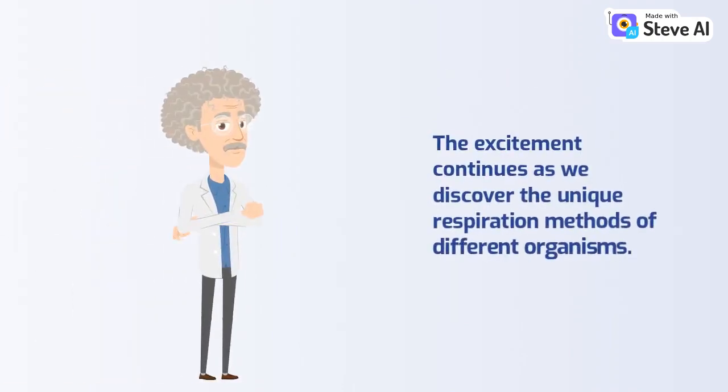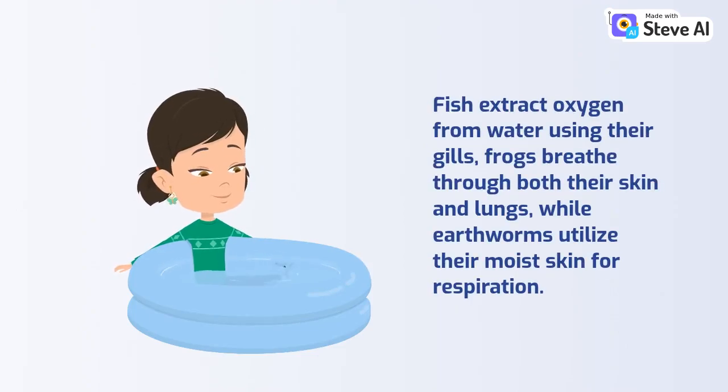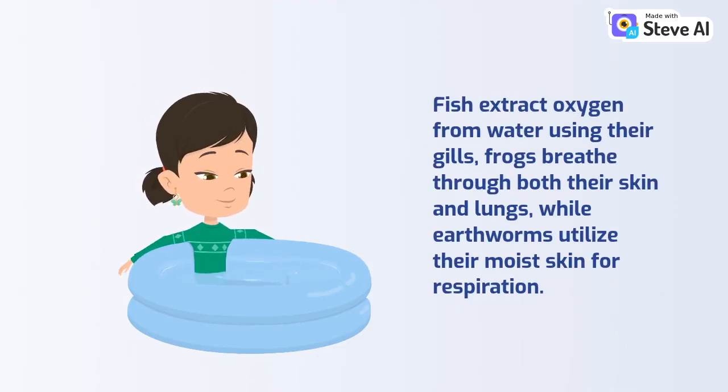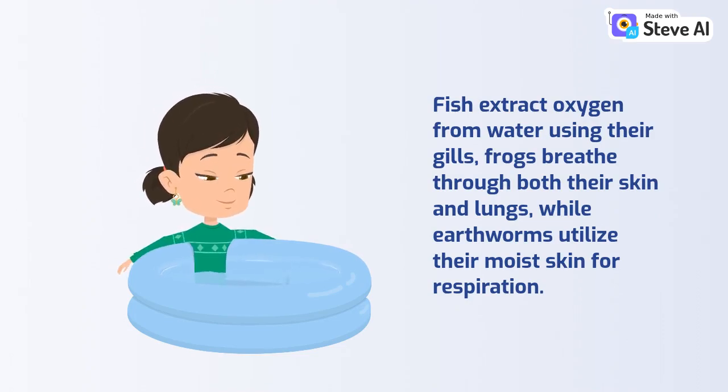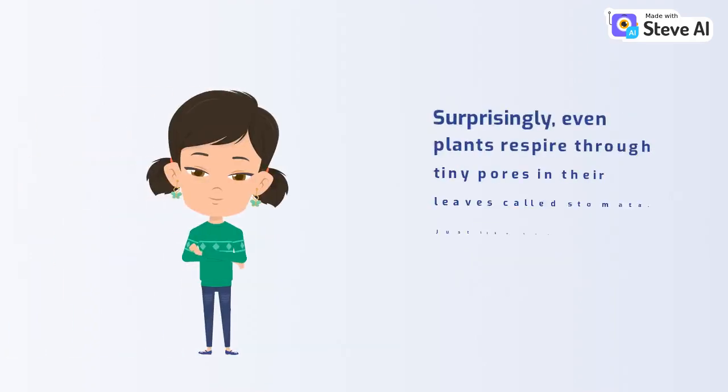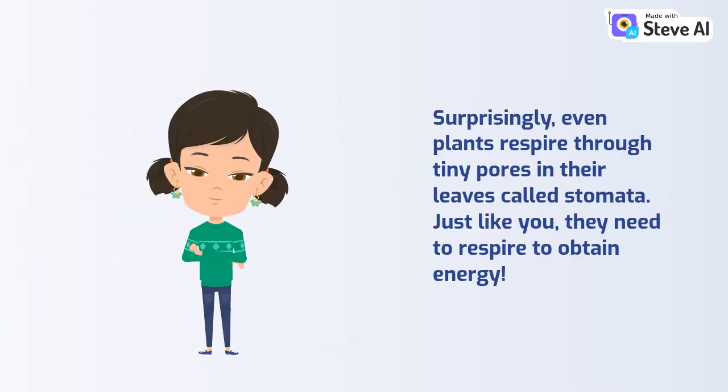The excitement continues as we discover the unique respiration methods of different organisms. Fish extract oxygen from water using their gills. Frogs breathe through both their skin and lungs, while earthworms utilize their moist skin for respiration. Surprisingly, even plants respire through tiny pores in their leaves called stomata. Just like you, they need to respire to obtain energy.